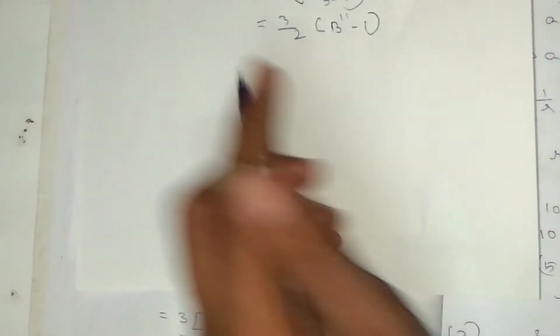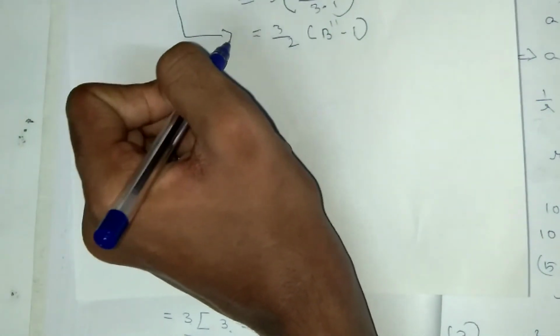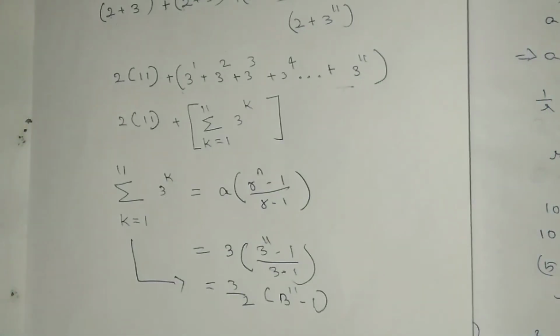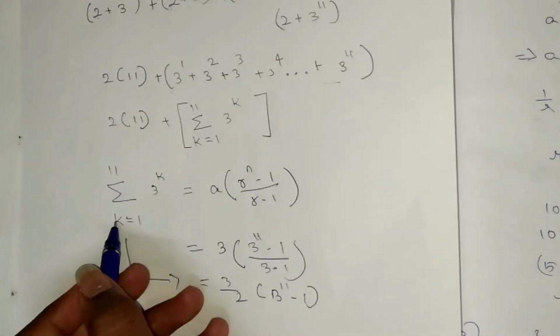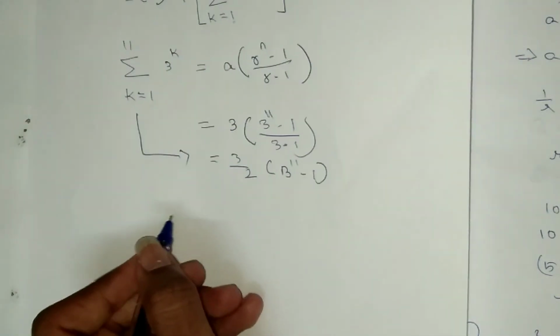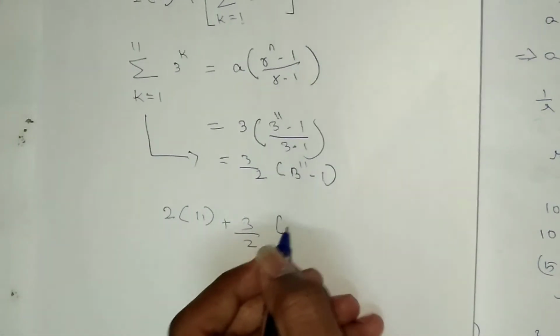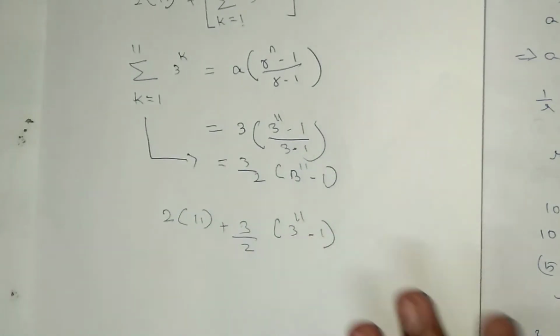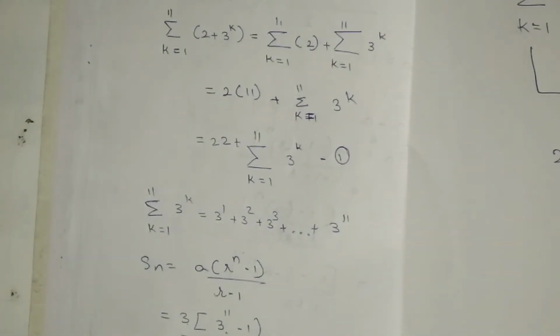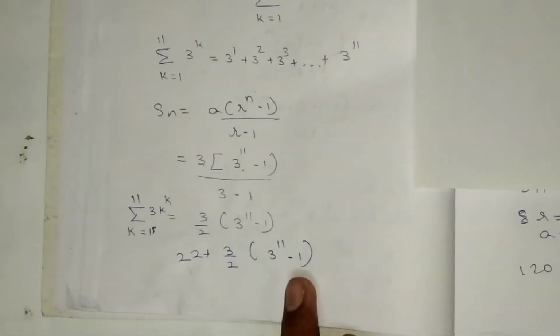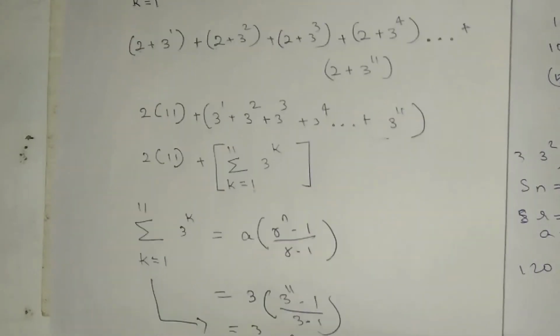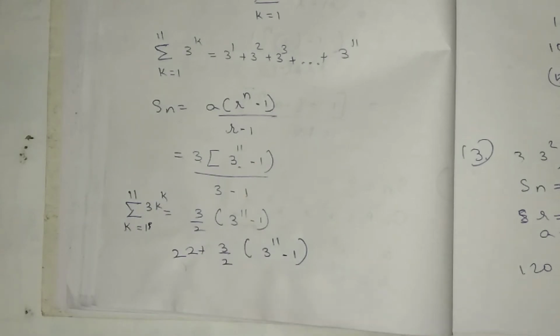And that's what we got here: 3 by 2 into 3 to the power 11 minus 1. Now this is the value for this whole term, right? So if you substitute the value for this one here, 2 to the power 11 plus 3 by 2 into 3 to the power 11 minus 1, we have done this in a similar manner over here, and that would be the final answer which you are getting. Now for this kind of sums you should solve it in this method, guys. I hope you understood the main concept of this one also.